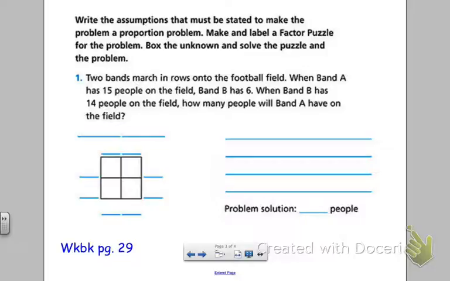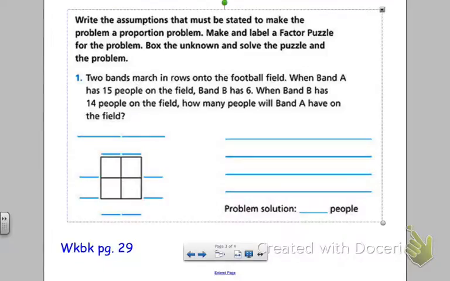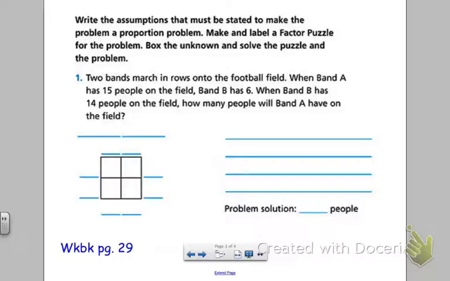So let's look at number 1. Two bands march in rows onto the football field. When band A has 15 people on the field, band B has 6. When band B has 14 people on the field, how many people will band A have on the field? So it sounds like we're talking about band A. I'll do BA for band A and BB for band B.